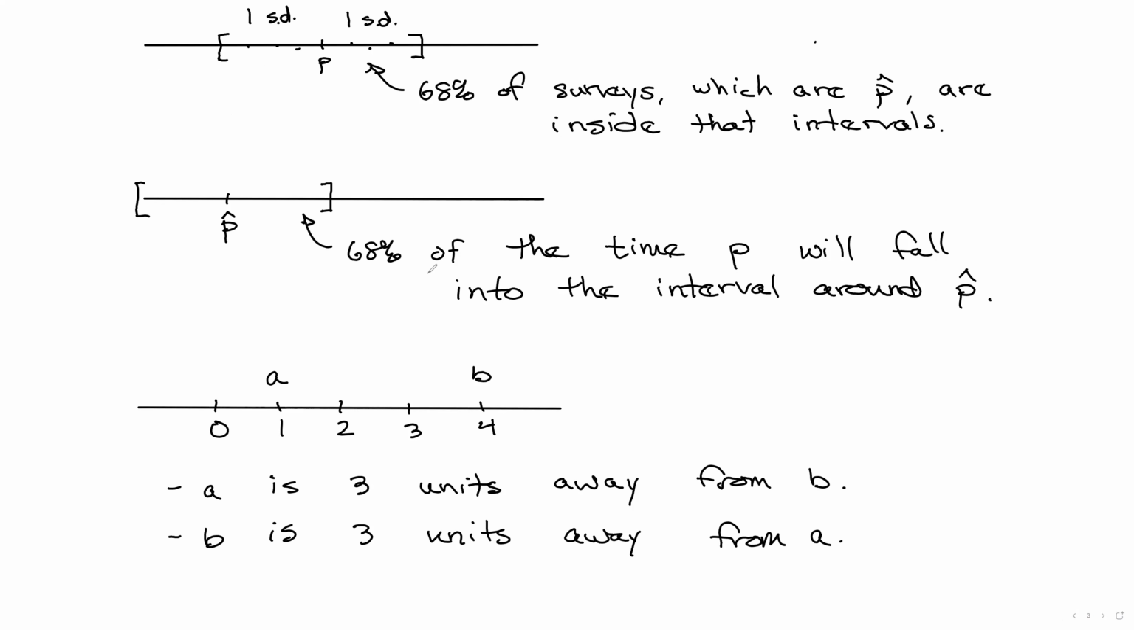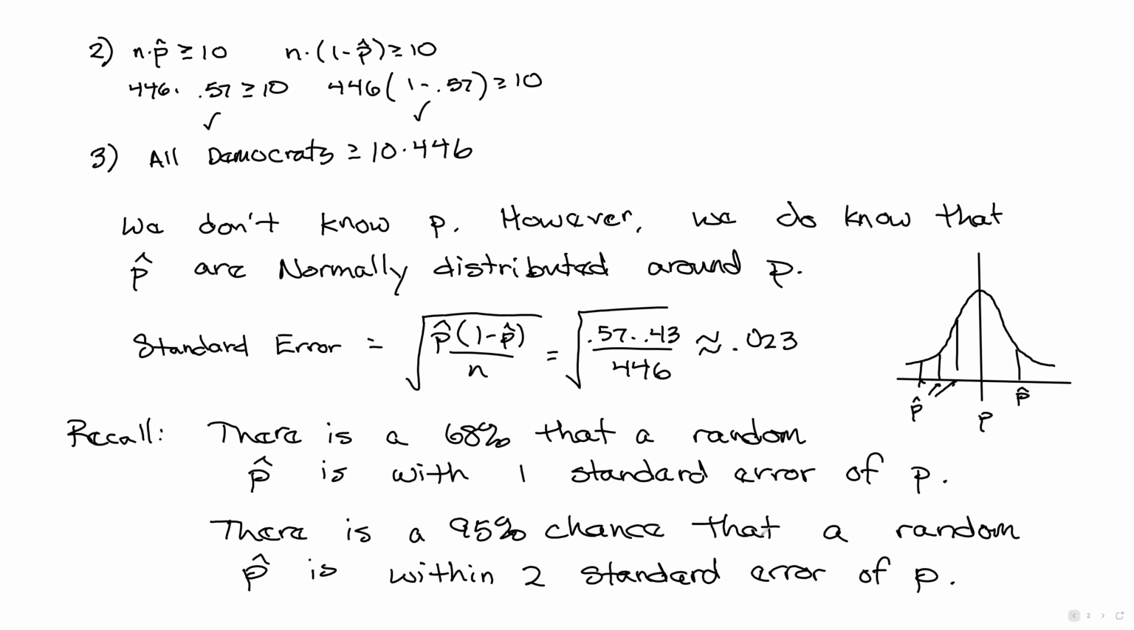Okay. So, all right, let's get to that confidence level stuff. What we can do is go through and say that, assuming this is true, 68% of the time P will fall into the interval around P hat. What we want to do is construct that interval. So how do we construct that interval? All right, so we need to know what P hat is.